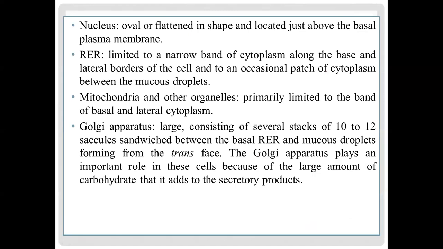Then here the nucleus is overall flattened in shape. It is also located just above the basal membrane. Then rough endoplasmic reticulum, a narrow band of cytoplasm, can be seen limited along the base and the lateral borders of the cell. Mitochondria and organelles are also seen. Then the Golgi apparatus can be seen.